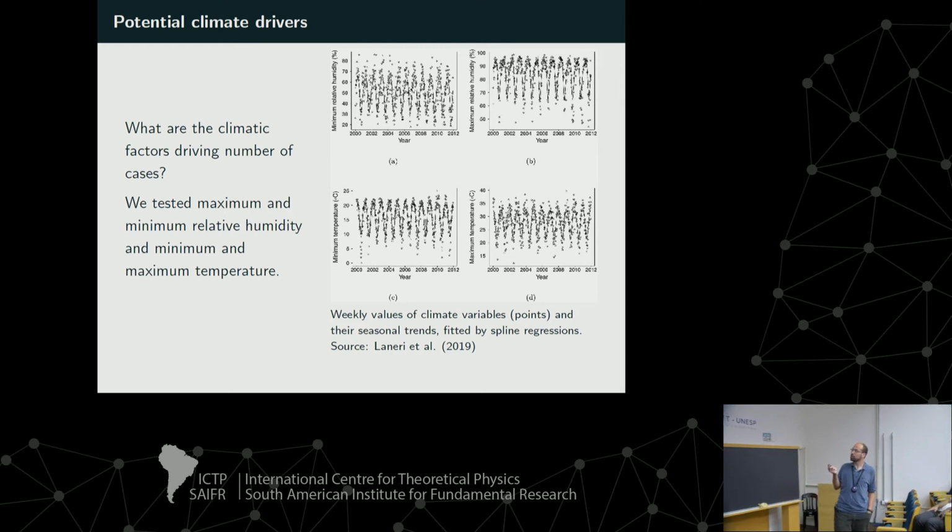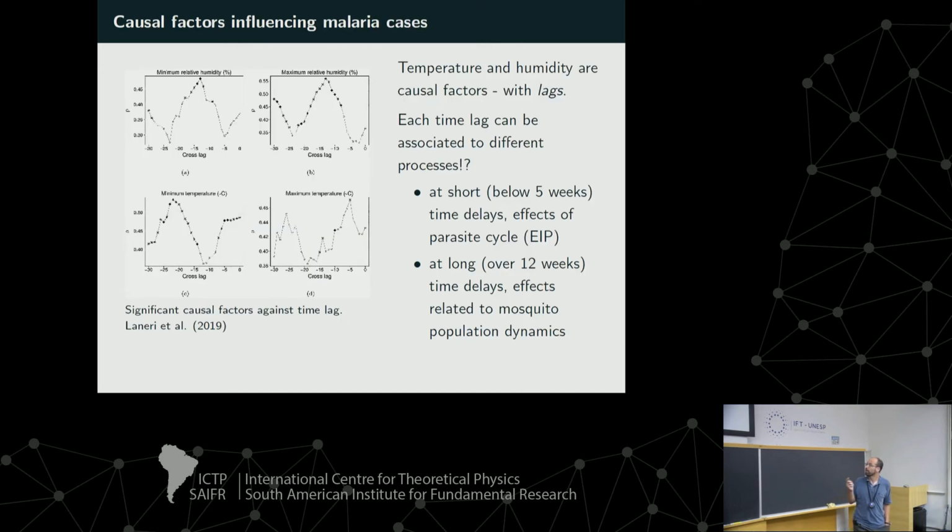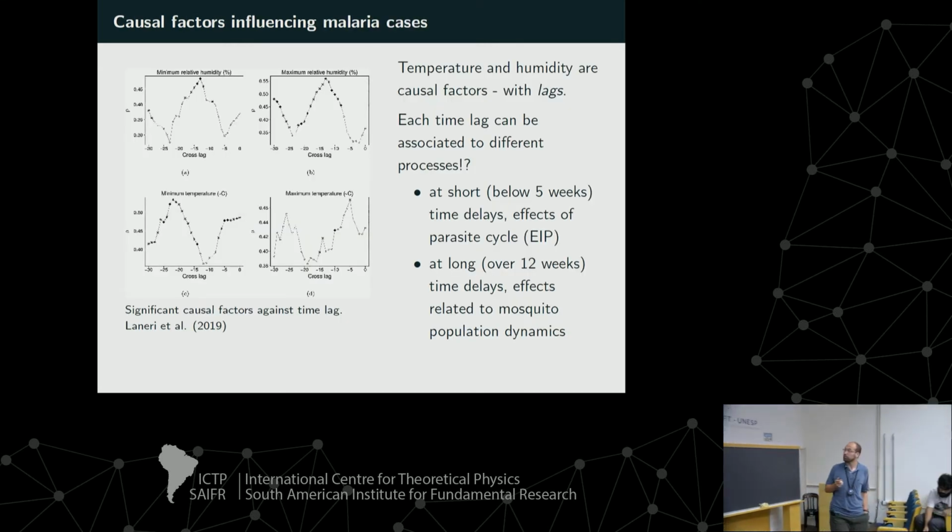So, and we're going to test if these potential climate drivers are causing the number of malaria cases, okay? So we do the stuff I told you about in the beginning of the lecture, okay? And now we have plots like this. So I have to explain this a little more carefully, okay? We build the surrogates, and then we compare the whole of the original data with the whole of the surrogates, and then we test if this relationship is significant or not for time series of humidity, for time series of temperature, causing malaria cases, okay?